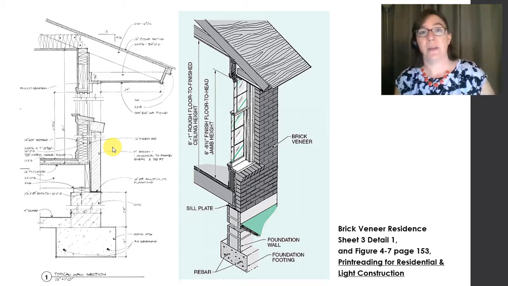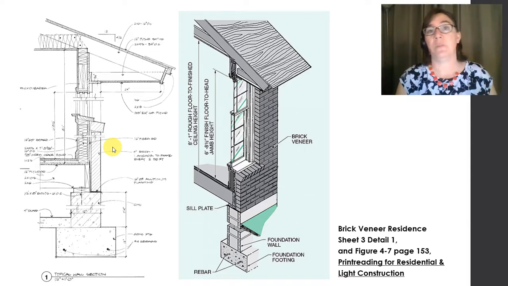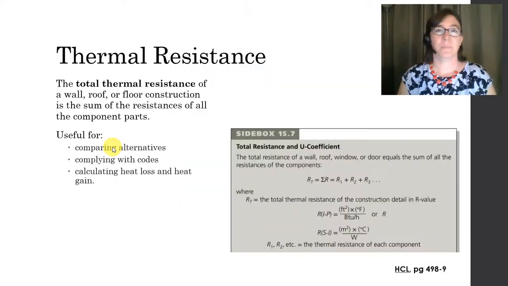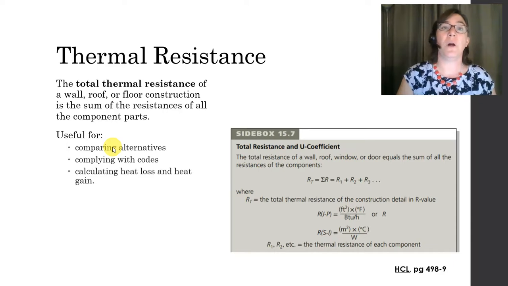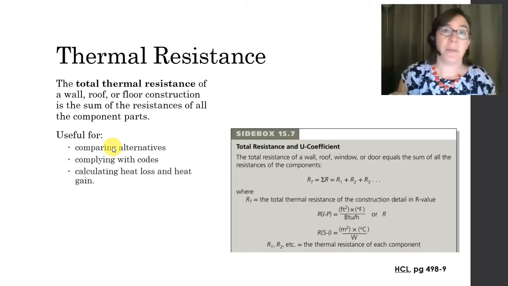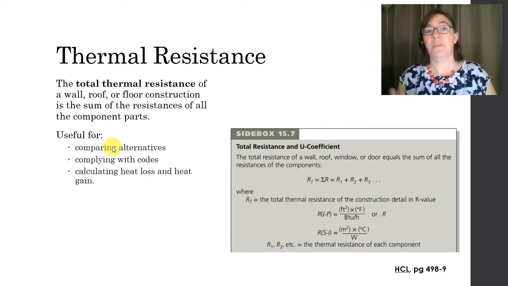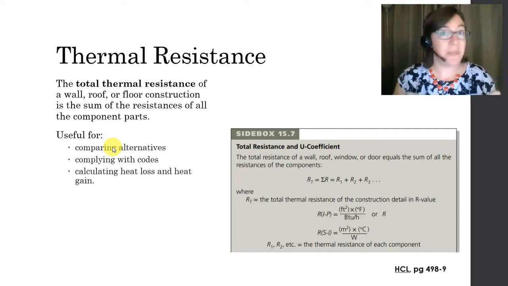How are we then going to figure out the R value of this wall? Well, it turns out to be not that complicated. The total thermal resistance of a wall, or in fact a roof or a floor or some other construction, is the sum of the resistances of all the component parts. We're literally going to add them all together.